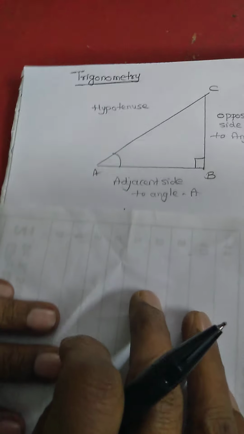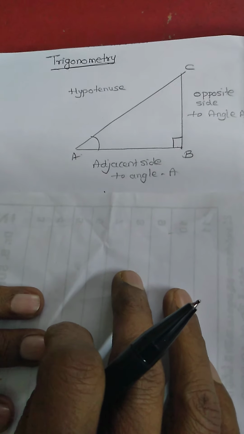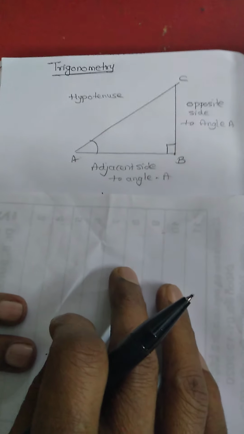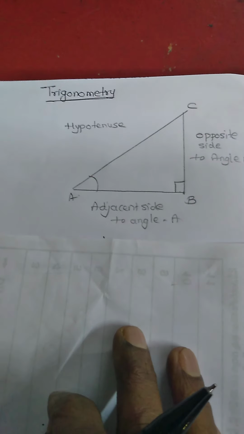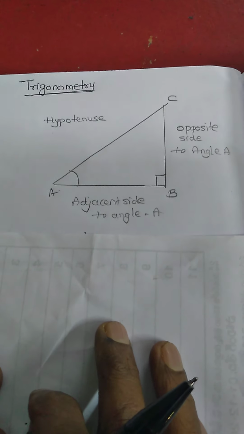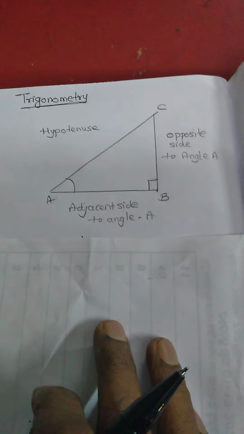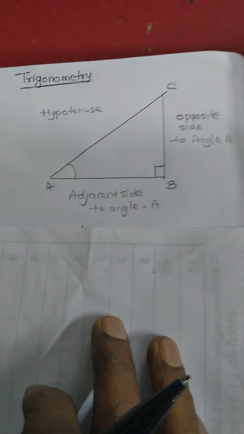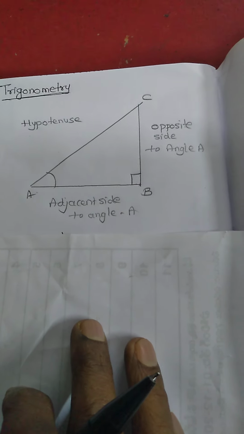And this video talks about trigonometry. Trigonometry is the study of relationships between sides and angles of a triangle. In this video, we'll try to learn some ratios of the sides of right angle triangles with respect to its acute angle, called trigonometric ratios of the angle.